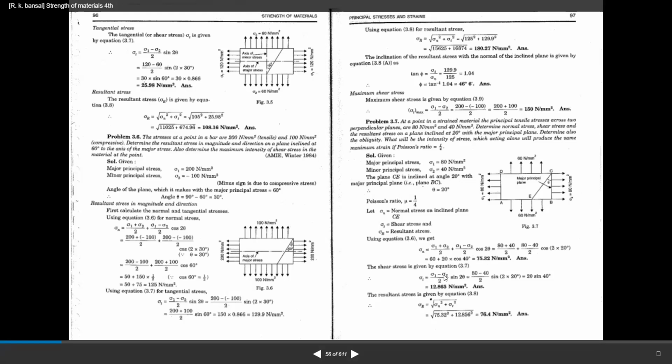The shear stress is given by equation 3.7, sigma t tangential stress formula, sigma 1 minus sigma 2 by 2 sine 2 theta. Substitute these values, sigma t equal to 12.865 Newton per mm square. The resultant stress is given by the equation 3.8. You know the formula sigma r equal to root of sigma n square plus sigma t square. Substitute this value, sigma r equal to 76.4 Newton per mm square.